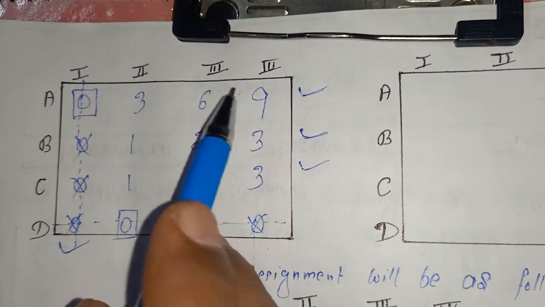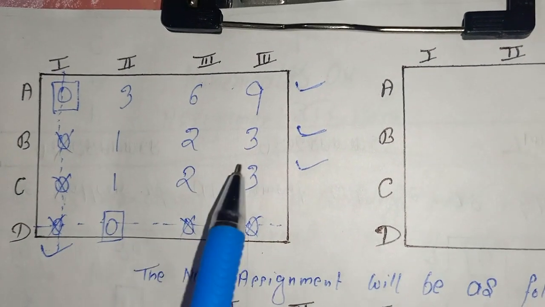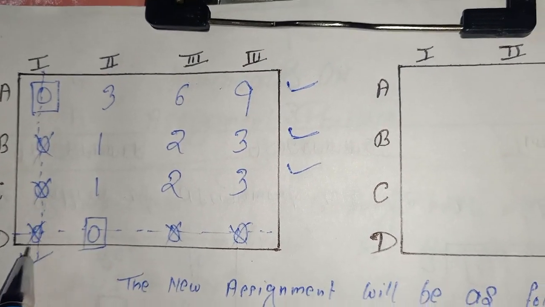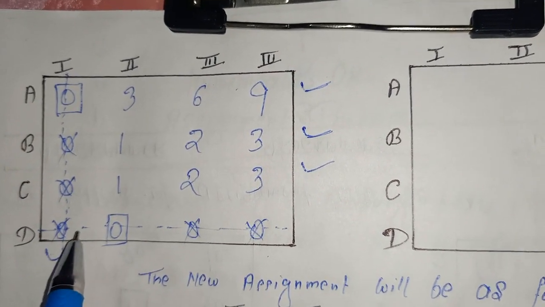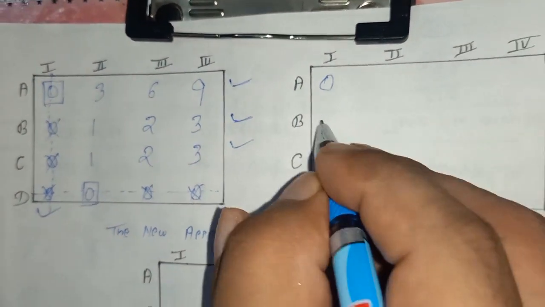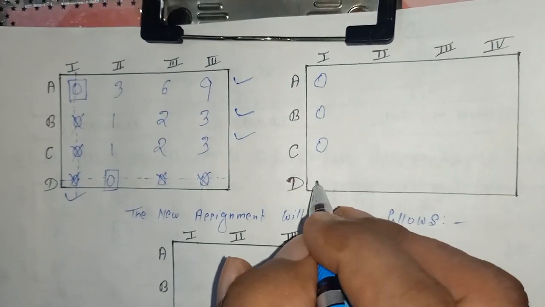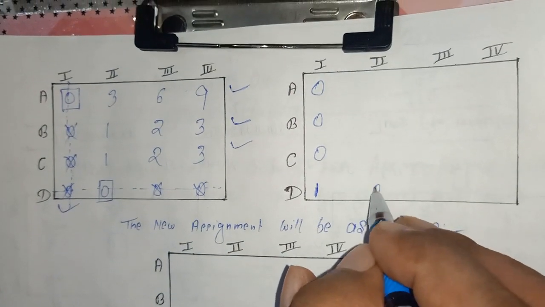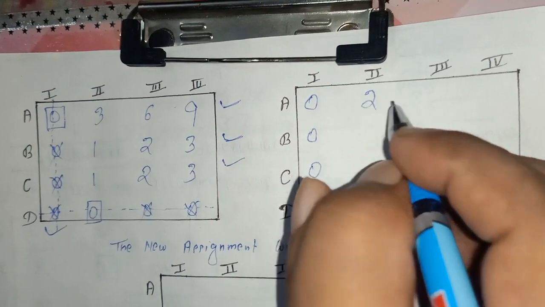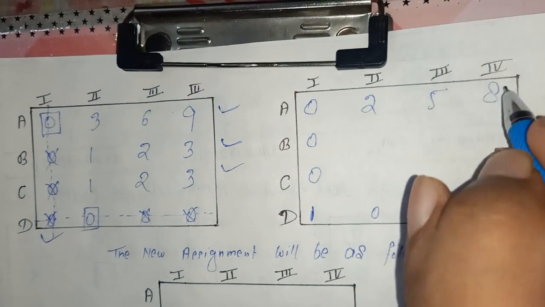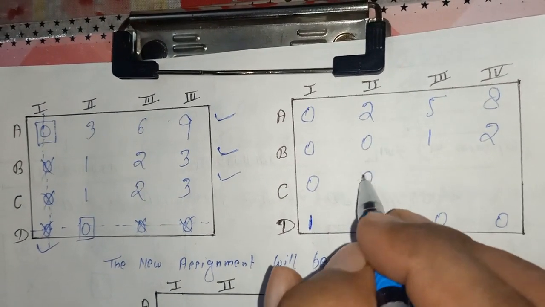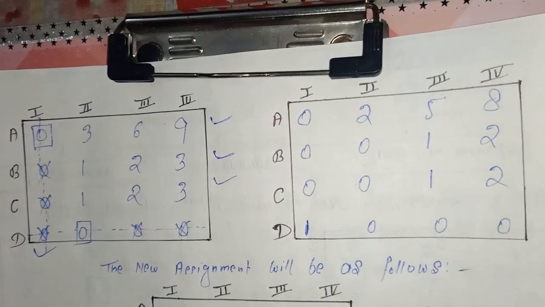What we have to do now, in the uncovered elements just search the minimum element. This is 1. Subtract it from the uncovered elements, add it to the cross section, and the others have no effect. So we have the new table: 0 0 0 0 plus 1 1, 0 0 0 3 minus 1 2, 6 minus 1 5, 9 minus 1 8, 1 minus 1 0, 2 minus 1 1, 3 minus 1 2.